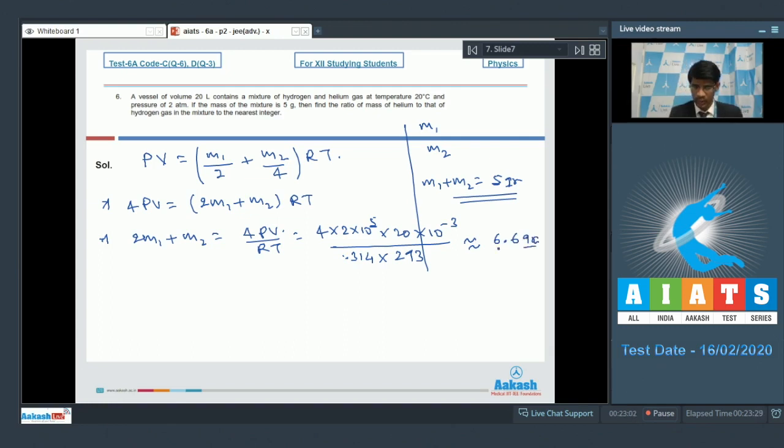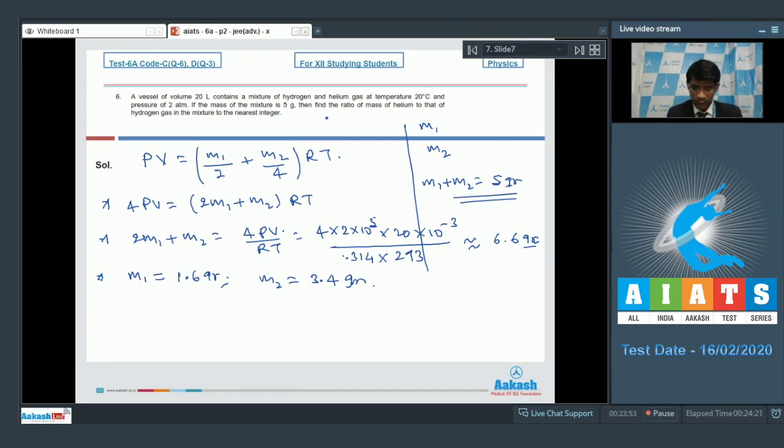6.6 gram. So by taking this 2m1 plus m2 to be equal to 6.6 and m1 plus m2 to be equal to 5 gram, we'll be getting the value of m1 to be equal to 1.6 gram and m2 to be equal to somewhat close to 3.4 gram.